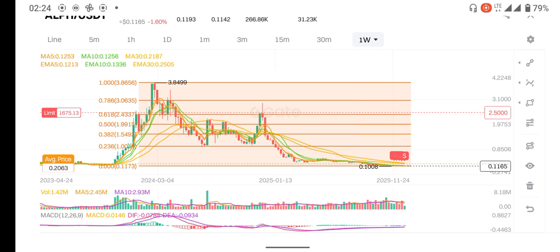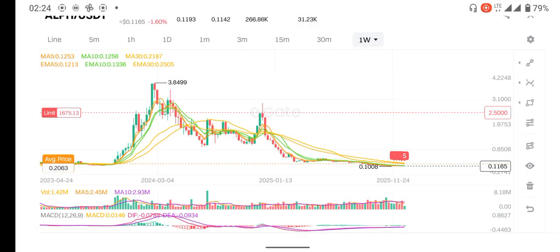Always remember to use a very healthy stop loss. Always remember to take profit. Don't be greedy in the market.